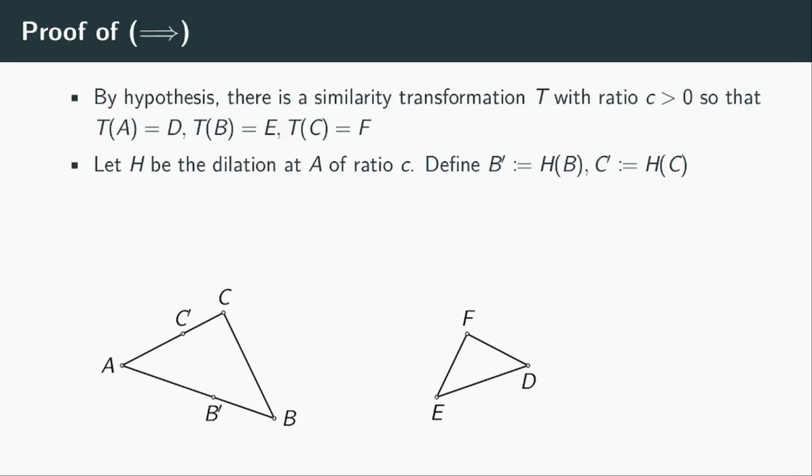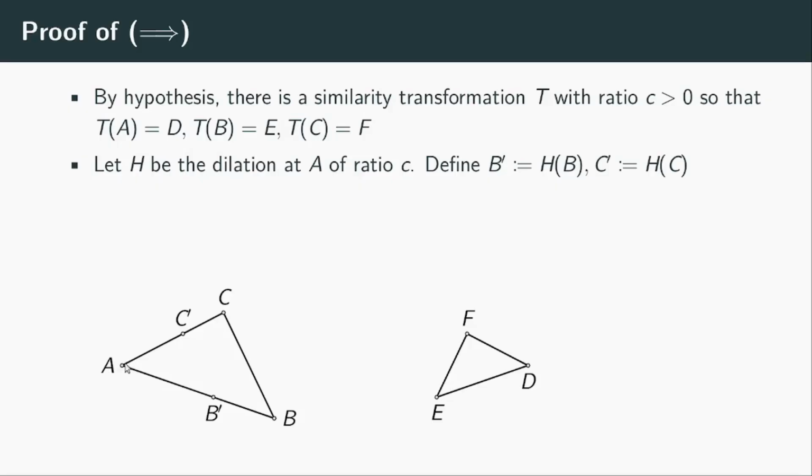By hypothesis, there is a similarity transformation T with ratio C greater than 0, so that T of A is D, T of B is E, T of C is F. I already have the letter D as the name of a point in this problem, so I'm going to use H to indicate the dilation centered at A of ratio C. And I'm going to define B prime and C prime to be the images of B and C respectively.